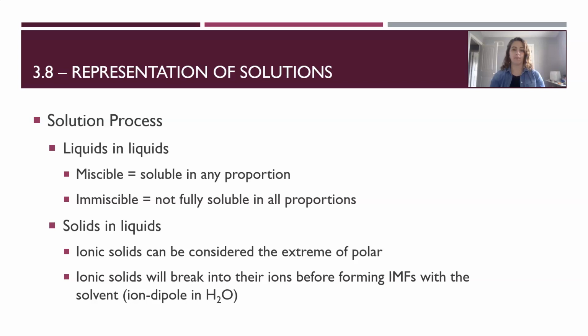When we think about how different types of solids dissolve, we have to think about ionic versus covalent. An ionic solid, we can think of it in terms of extreme polarity, because remember, polarity is a scale with ionic being on one end and nonpolar covalent being on the other. In an ionic solid, if we think of it as extremely polar, it's going to break apart into its two ions, or more depending on the ratio, into its positives and negatives. When they do that, the positives and negatives are going to form an ion-dipole interaction with the water in the solution.